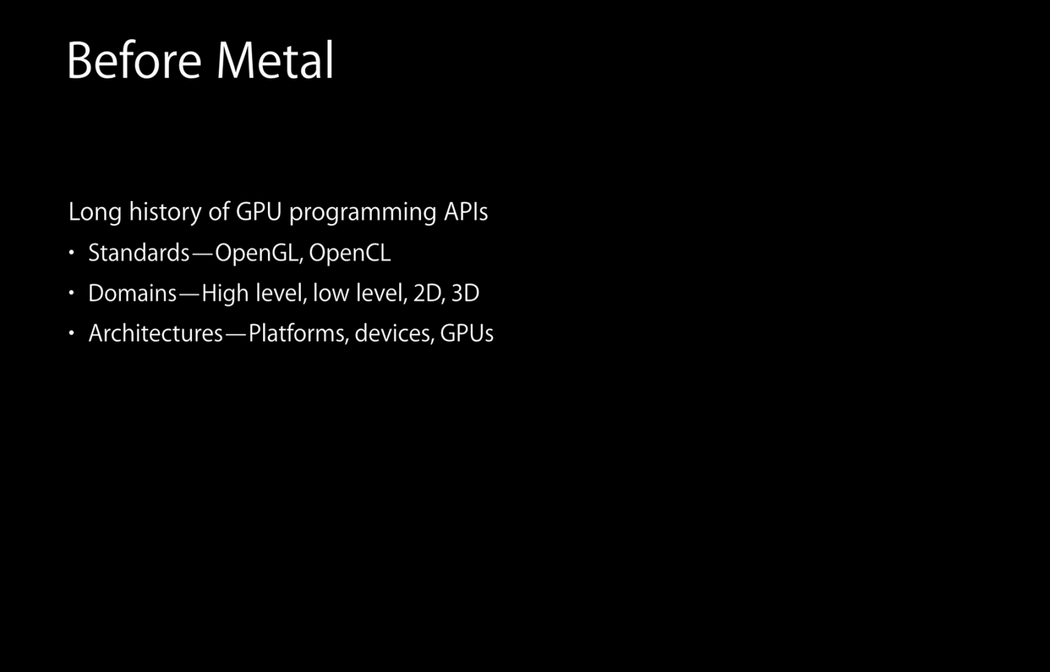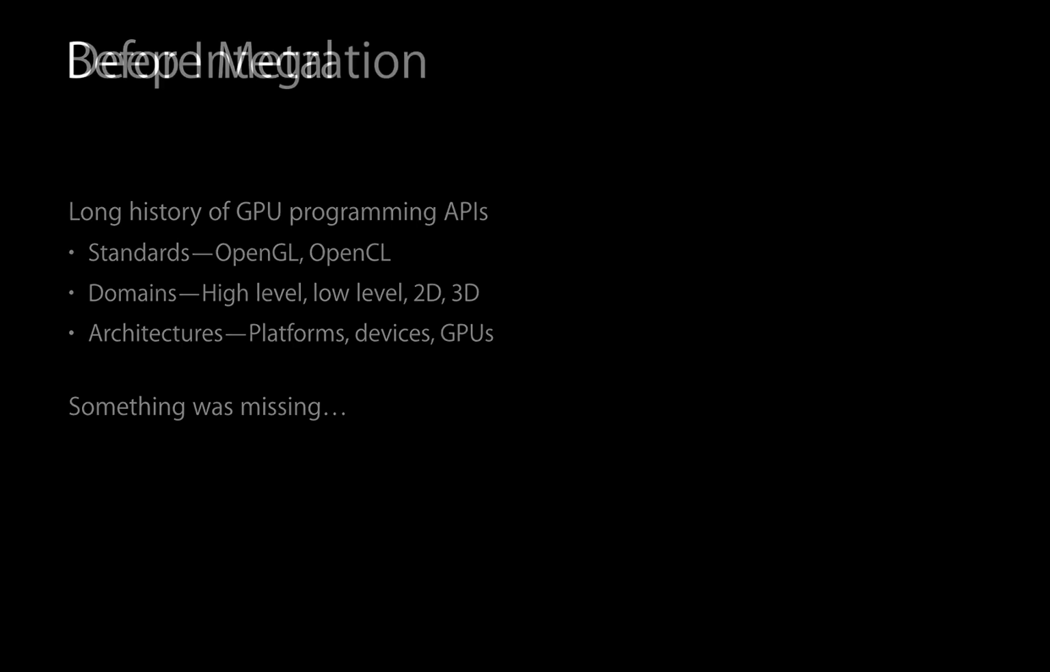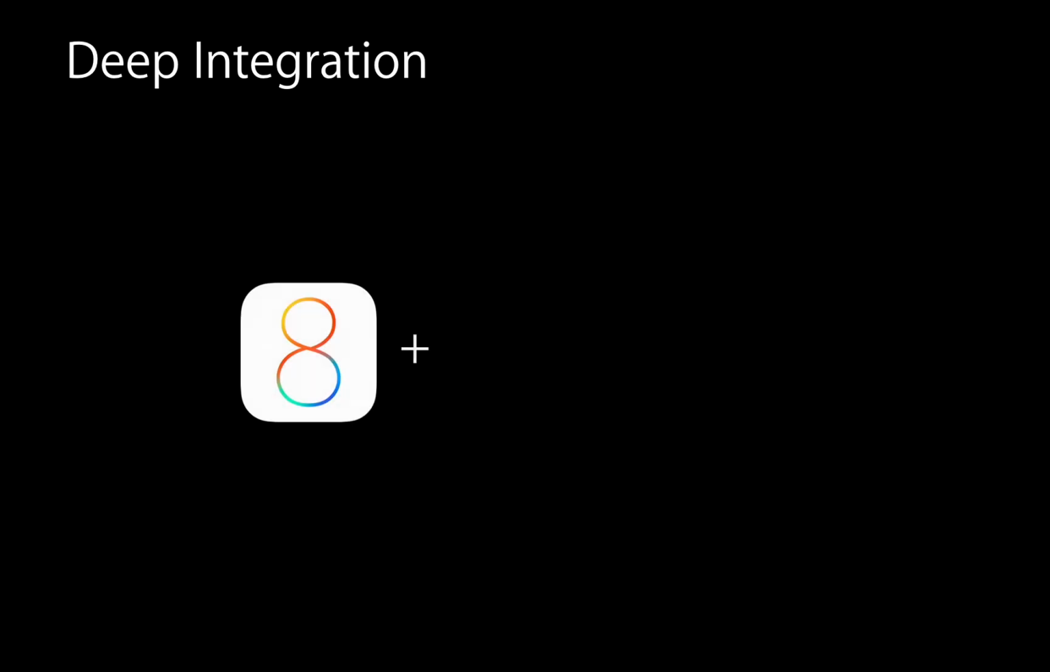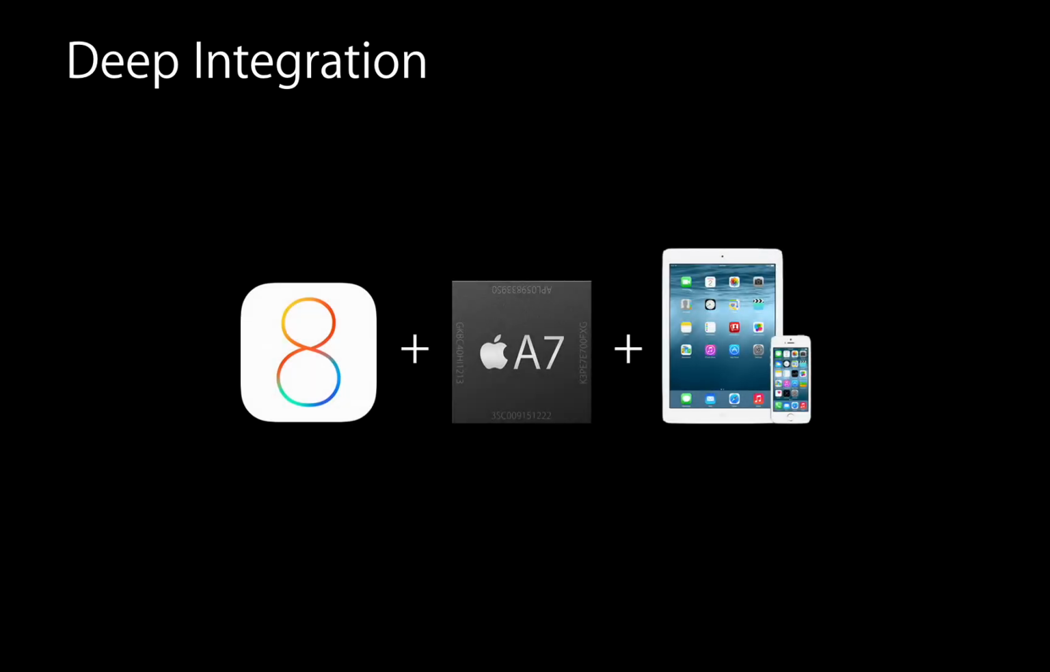And we've supported a wide variety of architectures in the hardware across platforms, computers, devices, phones, iPads, and a wide variety of GPUs. And during all this time, as we were supporting all of this variety, we realized that there was something pretty fundamental missing from all of these APIs. And that was the level of deep integration that Apple brings to its products. Apple, as you know, provides the operating system, the hardware, and the products as a complete package. They're designed to work together seamlessly.